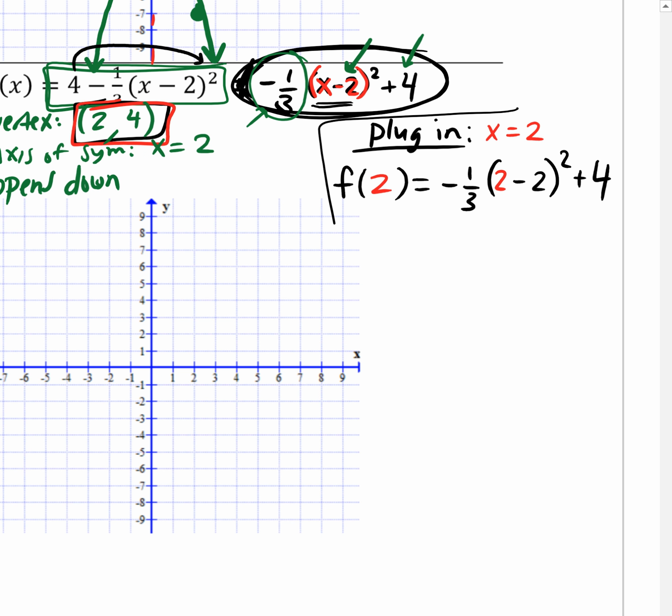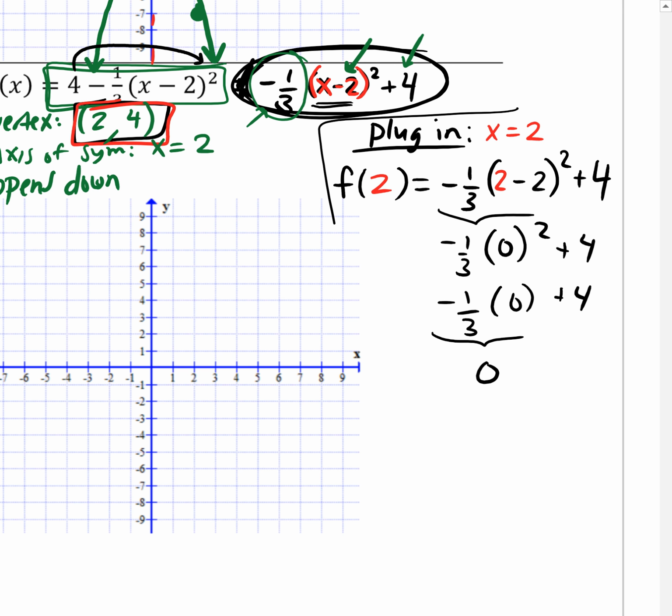Okay, that way here we have negative 1/3 times 2 minus 2 is 0, like we wanted, squared. And 0 squared, of course, is 0. And 0 times anything is 0. So it ends up just being 0 plus 4, which is 4. The point is 2 comma 4.